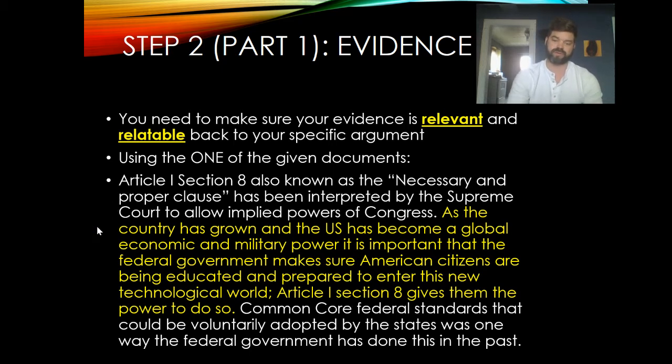Article 1, Section 8, also known as the Necessary and Proper Clause, has been interpreted by the Supreme Court to allow implied powers of Congress. This is the part where I'm making it relevant and relatable. As the country has grown and the U.S. has become a global economic and military power, it's important that the federal government makes sure American citizens are being educated and prepared to enter this new technological world. Article 1, Section 8 gives them the power to do so. Common Core federal standards that could be voluntarily adopted by the states was one way the federal government has done this in the past. Okay, I added a little extra outside knowledge sentence to add some beef to this part of the essay.